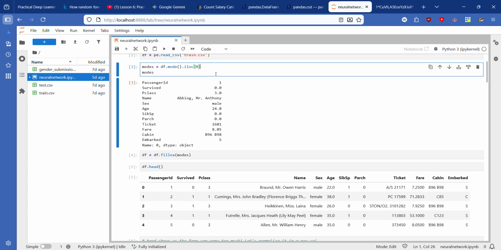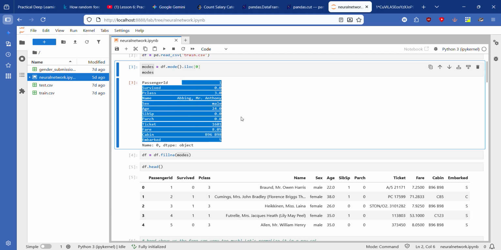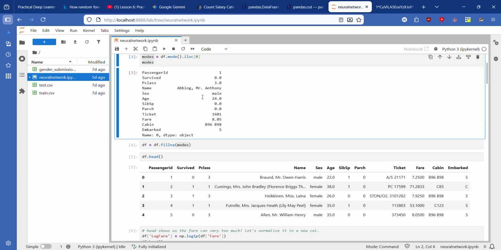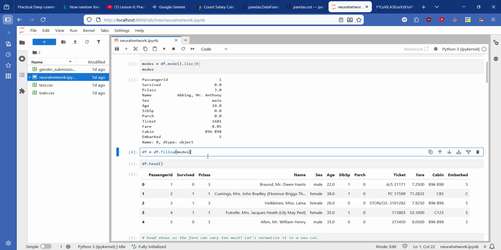And in case you're not familiar with your math, modes are the most commonly appearing thing in your data. And we chose the most commonly appearing row, and that is displayed right here. So it looks like Abbing, Mr. Anthony. And this is just good practice, but in reality, every row is unique, so it didn't really matter. But I just did it anyways, just to show you guys what you would normally be doing, and then you would do that in order to handle missing values.